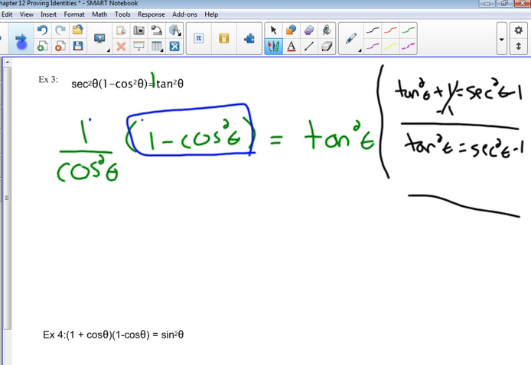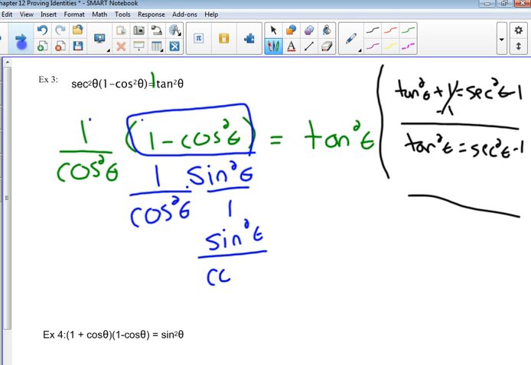Do you guys recognize this? Remember what you just said? 1 minus cosine squared is always sine squared. So this whole thing is really sine squared theta. Now, if you have that and you're timing it by 1 over cos squared, so you get sine squared theta over cosine squared theta, which is tan squared theta, right? So it's the same thing.